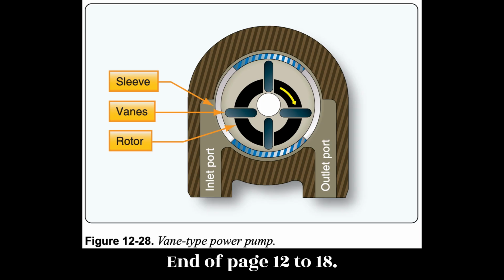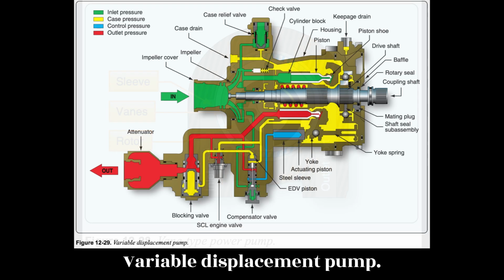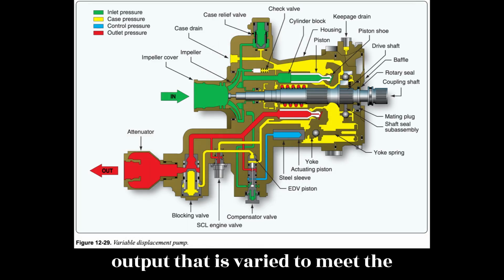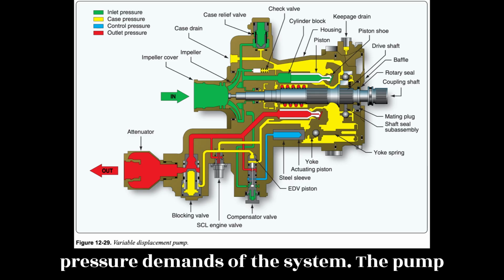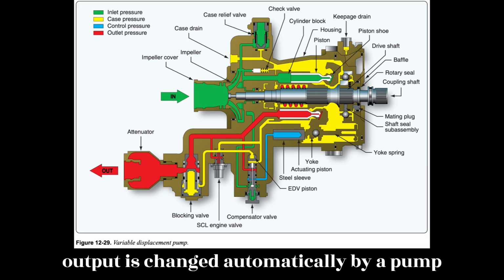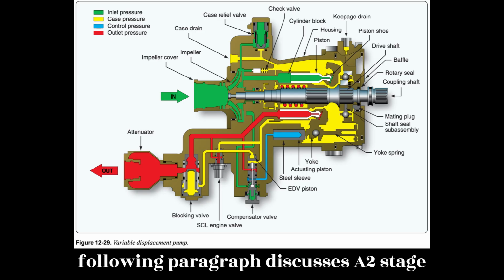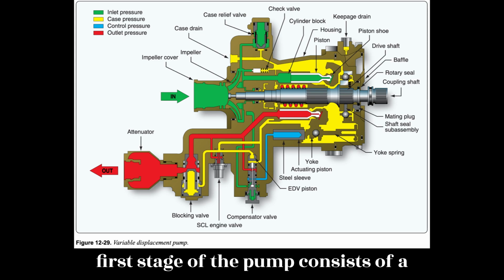End of page 12 to 18. Variable-displacement pump. A variable-displacement pump has a fluid output that is varied to meet the pressure demands of the system. The pump output is changed automatically by a pump compensator within the pump. The following paragraph discusses a two-stage Vickers variable displacement pump.